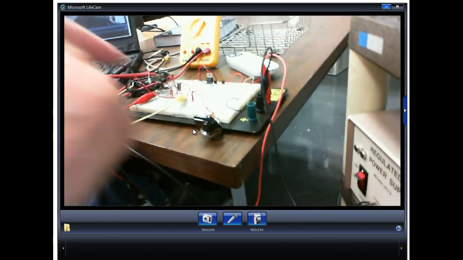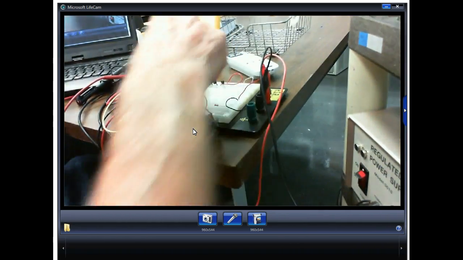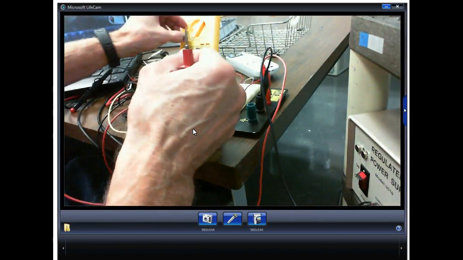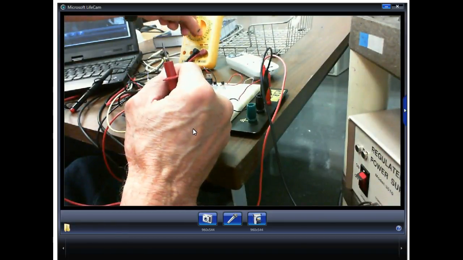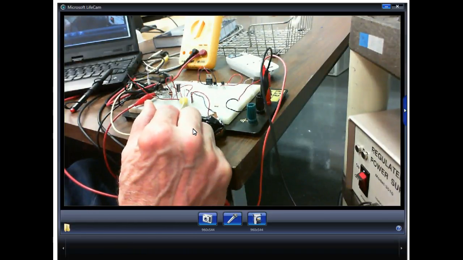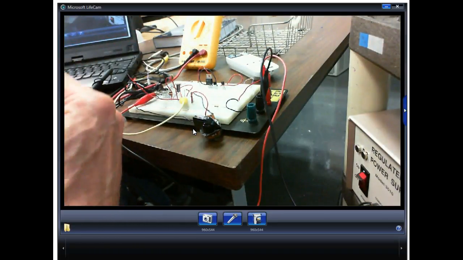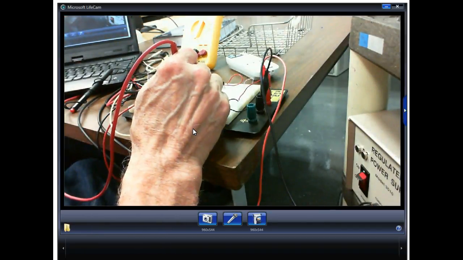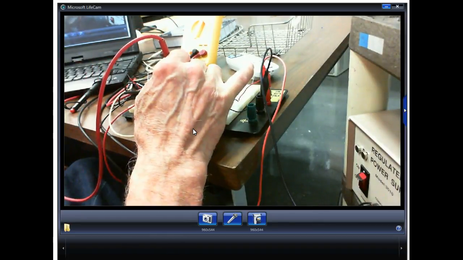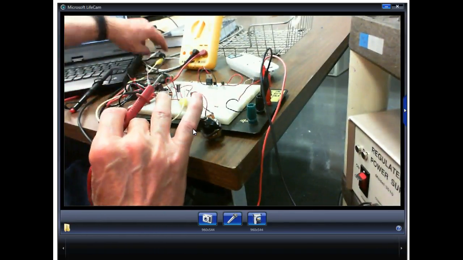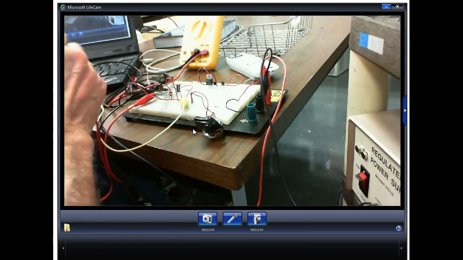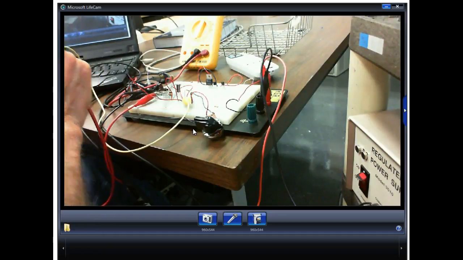I'm putting one lead on this side of the 6.8K. I'm taking my other lead and putting it on the other side. I have it on K, 40K. That's not good, guys.